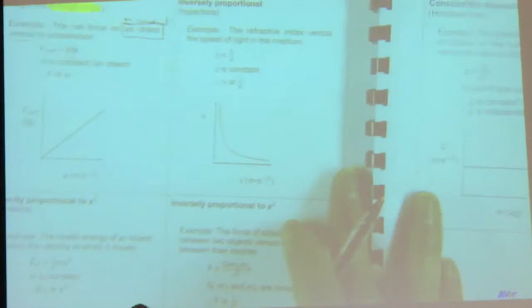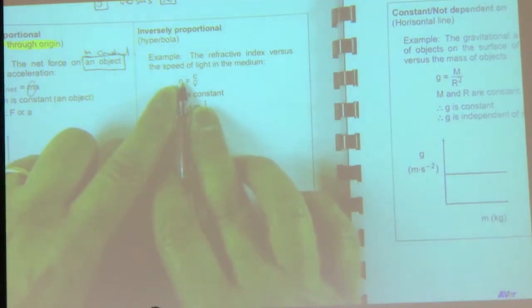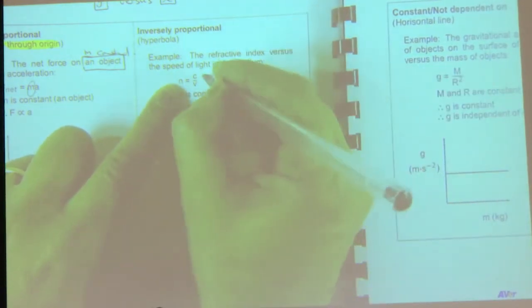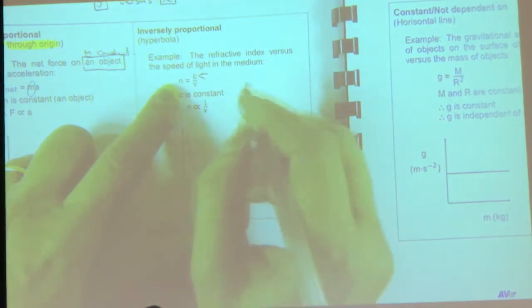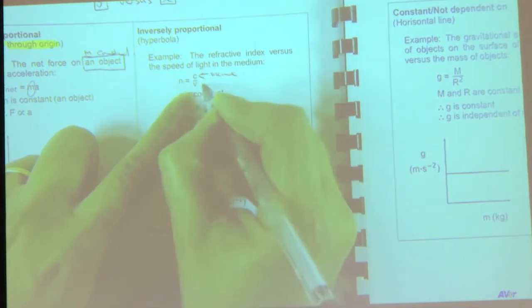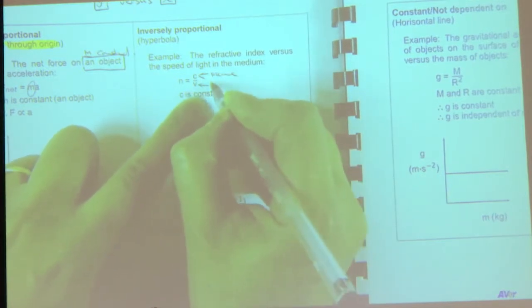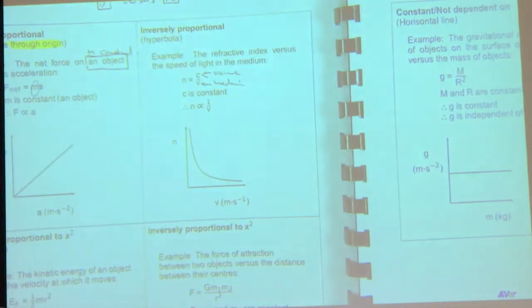Right, next one. Do you remember about refraction, eh? Right, the refractive index was the speed of light, and what is c? It's in a vacuum, hey? It was the speed in a vacuum, right? And v was the speed in a specific medium, right? Now, what can you tell me about the speed of light in a vacuum?